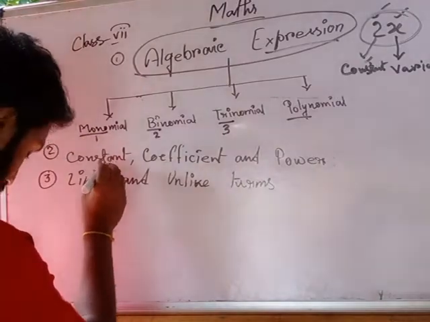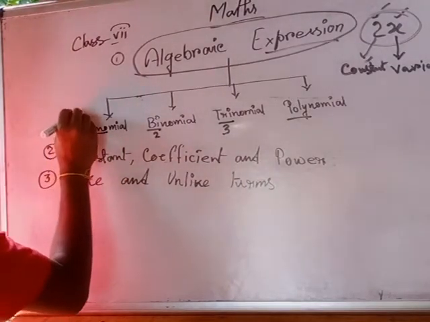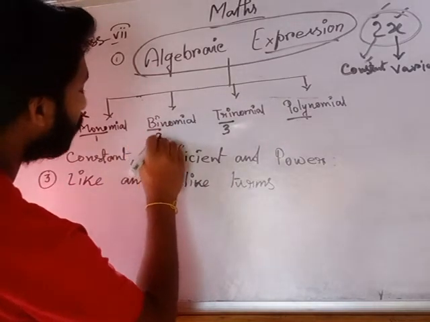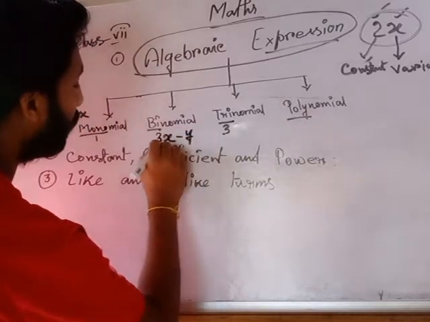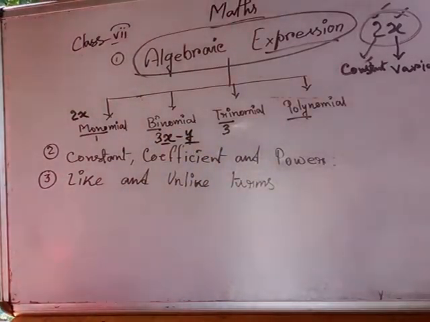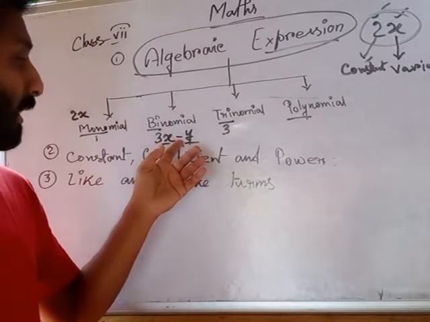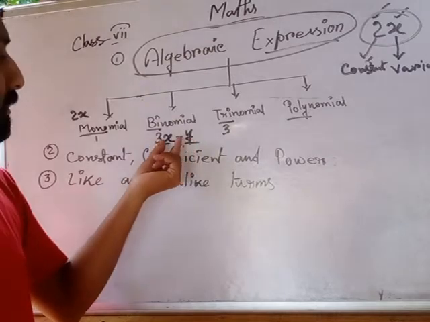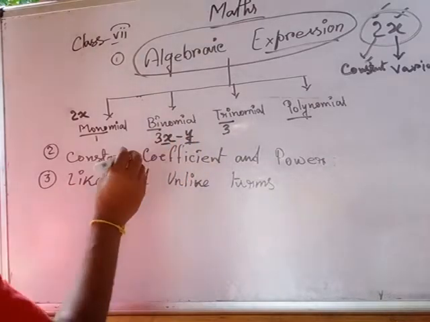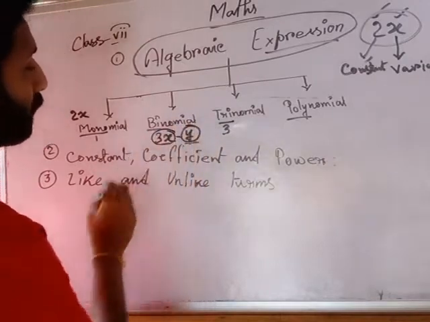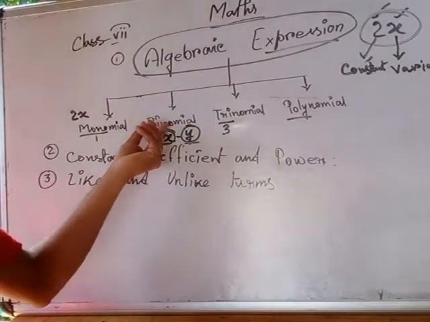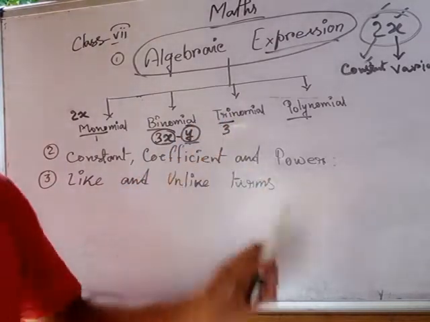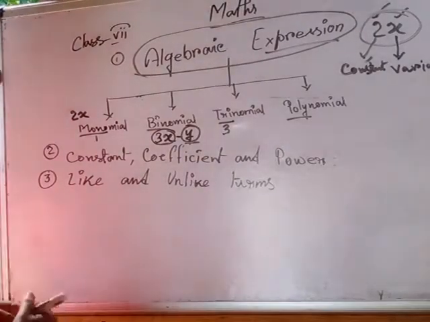If the number of terms is 1, suppose it is 2x, it is a monomial. If it is 3x minus y, that is 2 terms. If a plus or minus sign is in between, that means there are 2 terms. That is called the binomial. Bi means 2. Trinomial means 3, that means a trinomial has 3 terms.